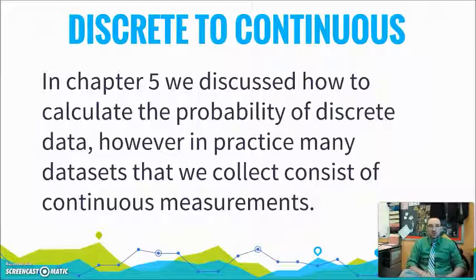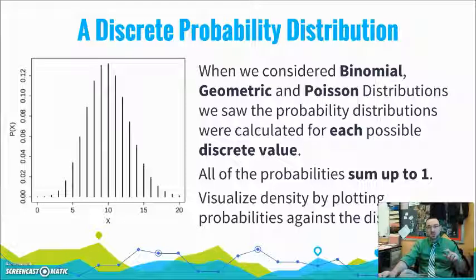So let's get started with what discrete is versus continuous. We're going to move from this discrete idea the whole way to continuous, because that's the direction we're heading. Continuous more accurately represents the world that we live in, so that's what we want to move to. However, in practice, many data sets that we collect consist of continuous measurements. So time, weight, averages, whatever it is, usually is going to be dependent upon a continuum or an interval, which is continuous.